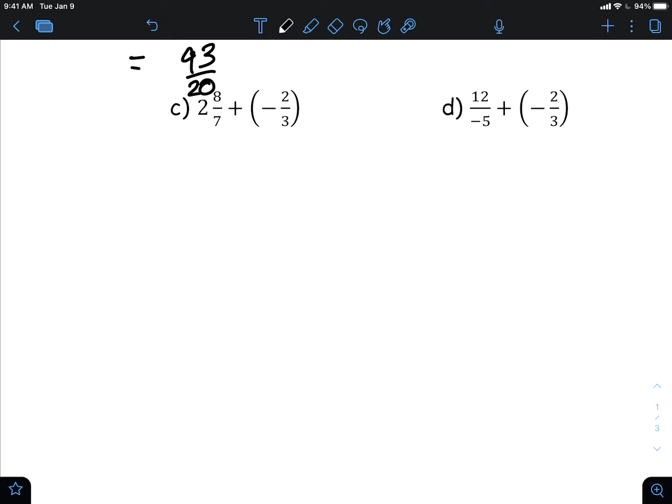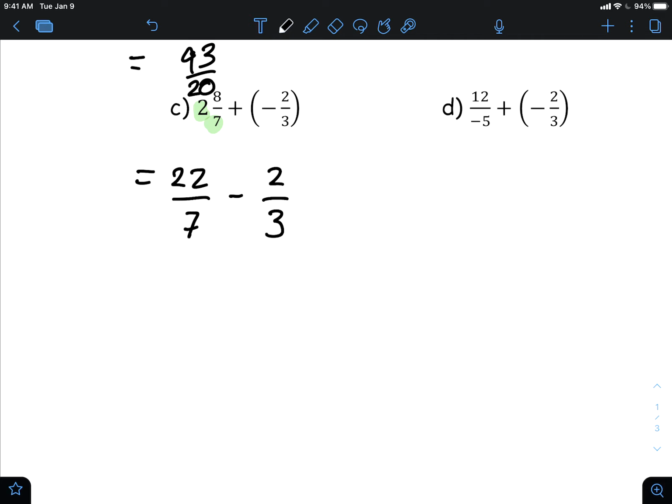So we've got 2 and 8/7. So in this case, they've given us a mixed number that also has an improper fraction as part of it. So that's kind of annoying, but we deal with it the same way. And then we're adding minus 2 over 3. And that's the same thing as saying subtracting 2 over 3. So we can express it like that as well. So if we deal with this one, we got 2 times 7 gets us 14. Add the 8, that gets us 22. So that's 22 over 7 minus 2 over 3.